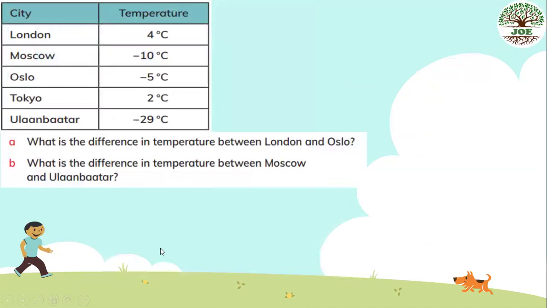And for part B, what is the difference in temperature between Moscow and Ulaanbaatar? Moscow is -10 degrees Celsius. Ulaanbaatar is -29 degrees Celsius. The difference between them is subtract. It is -10 and positive. Negative and negative becomes positive. 29. So 29 is larger.